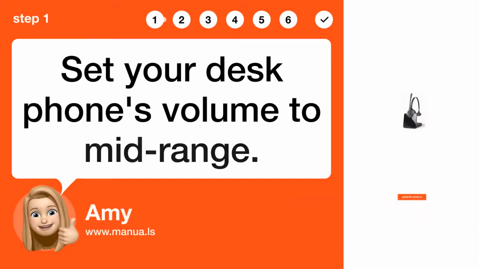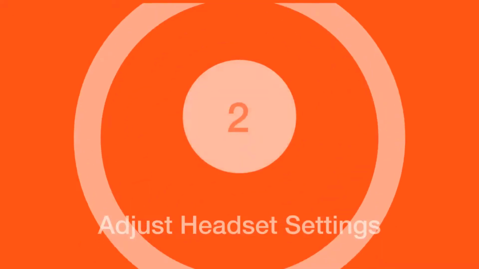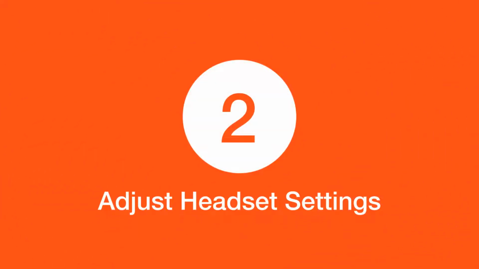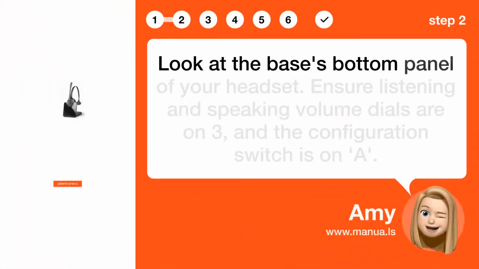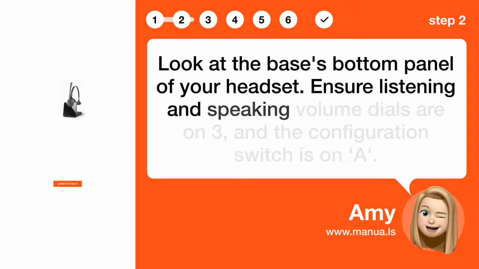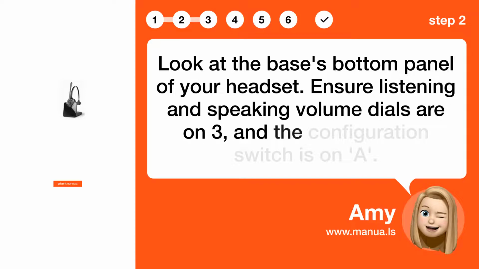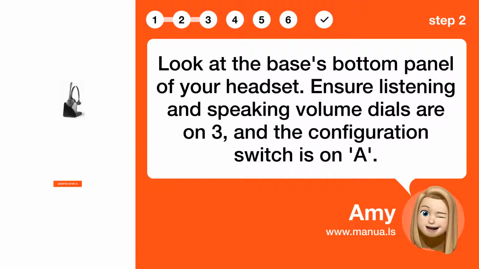Set your desk phone's volume to mid-range. Step 2. Adjust headset settings. Look at the base's bottom panel of your headset. Ensure listening and speaking volume dials are on 3, and the configuration switch is on.